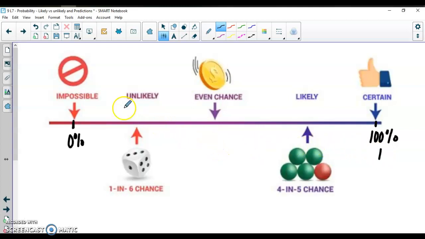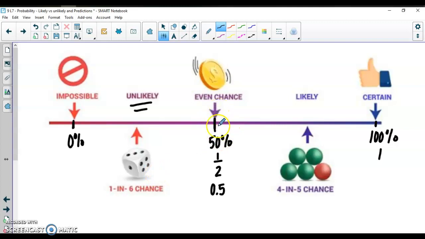So every single probability is going to fall somewhere between impossible and certain, no matter what it is. Above 0% going up to the even chance, which is a 50% chance, or a 1/2 probability, or 0.5, we have the realm of what's called unlikely to happen, because it's less than a half chance of happening. For example, if you roll a number cube, or a die, and you're trying to get a 3, 1 out of 6 is your probability, and that's down here in the unlikely category.